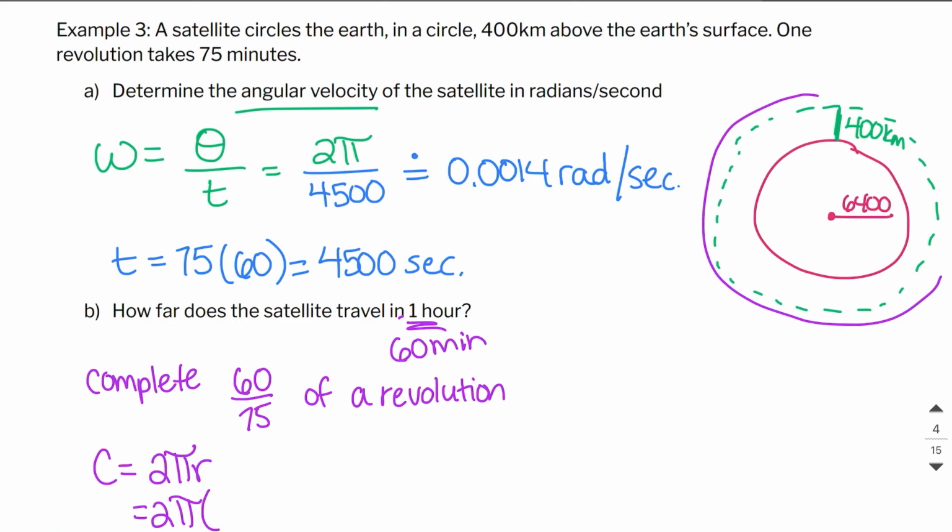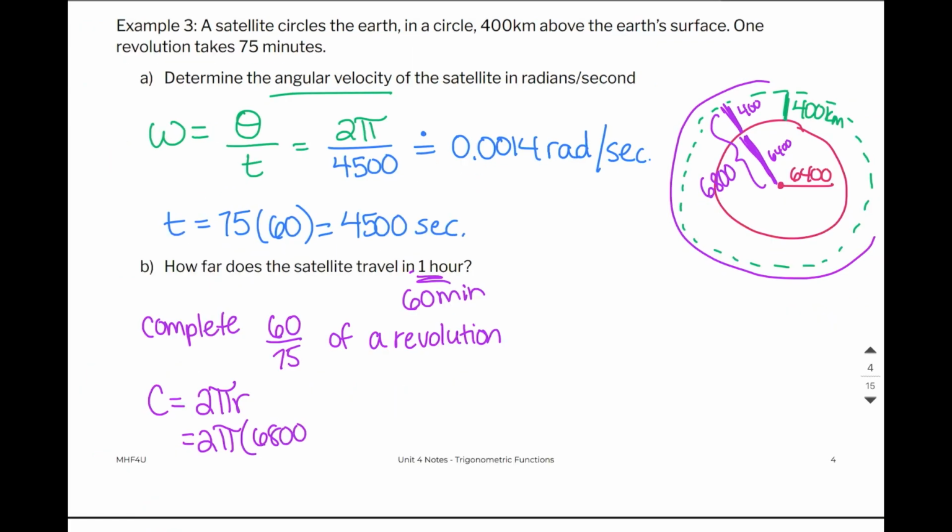Now be really careful, because now we're trying to find the radius of the satellite's orbit. If this is 6,400 and then we have another 400, that means that the full radius is 6,800 kilometers. Multiplying the 2 by the 6,800, I get 13,600 pi. So we know that it's going to complete 13,600 pi kilometers in 75 minutes.